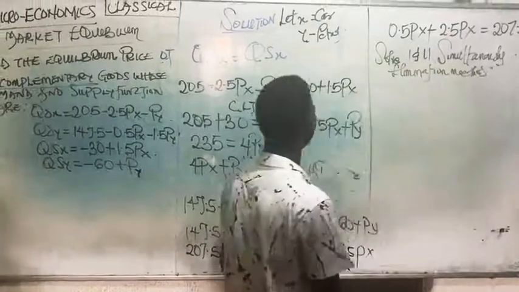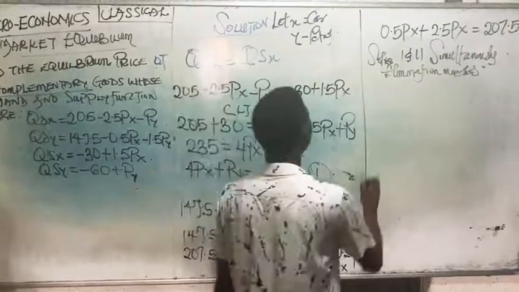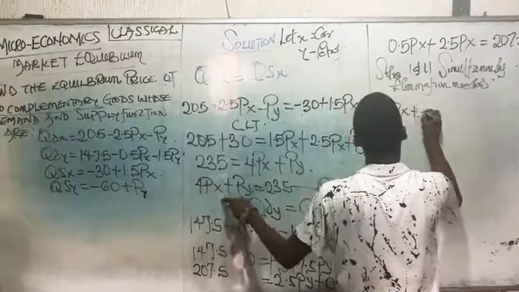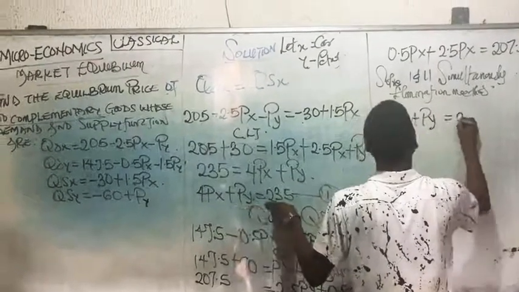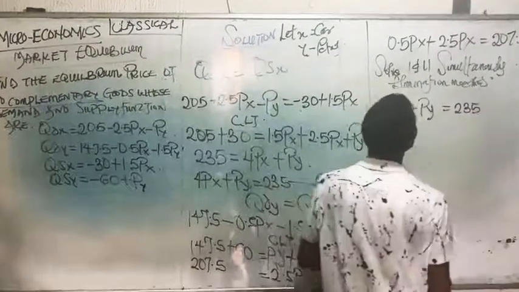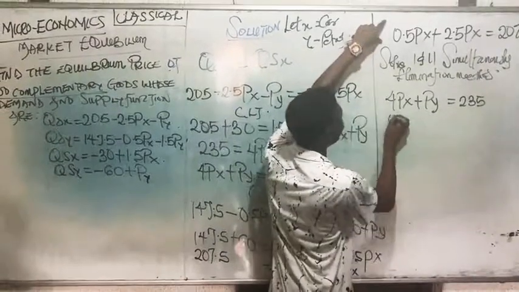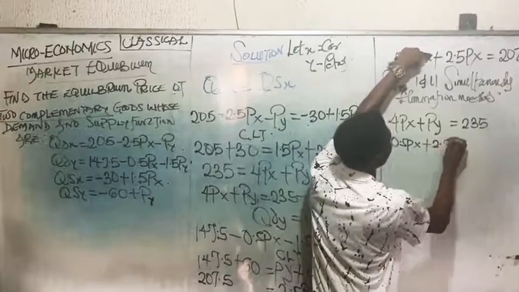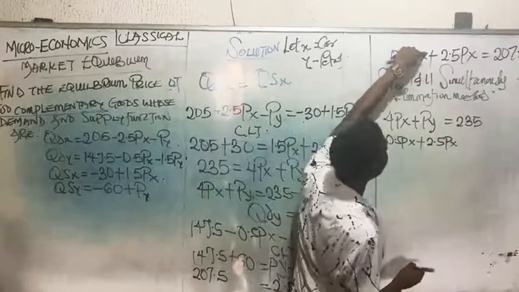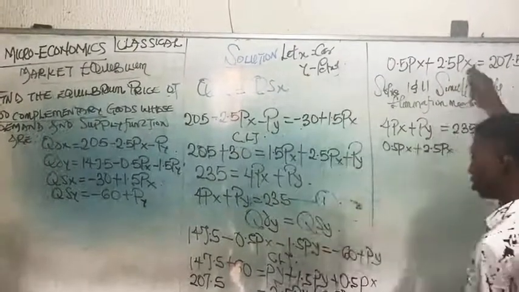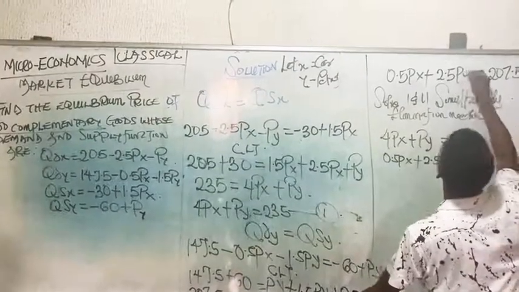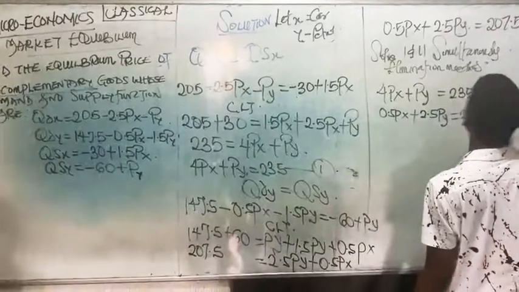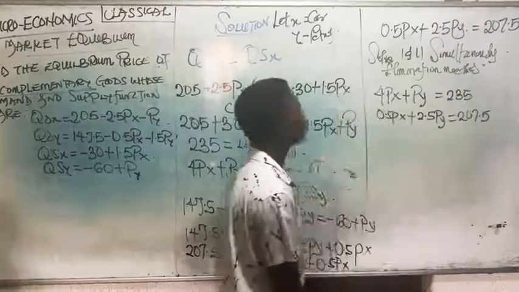To use the elimination method, let's bring both equations together. The first equation is 4Px + Py = 235. The second one is 0.5Px + 2.5Py = 207.5. Now, how can we solve this?